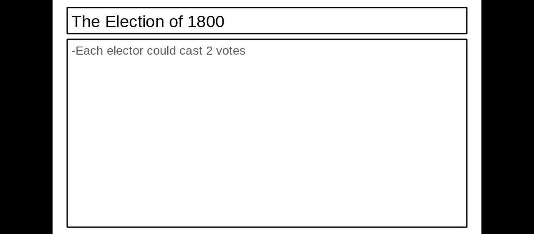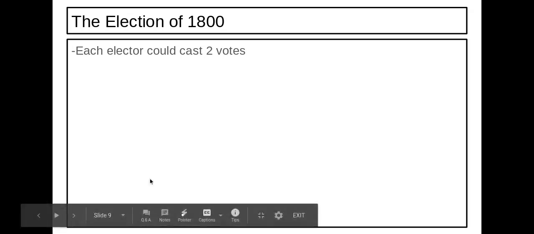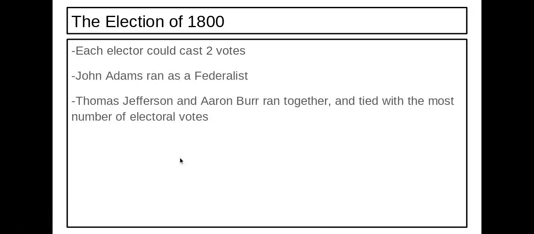Now, the problem back then in 1800 was that John Adams had run as a Federalist, but Thomas Jefferson and Aaron Burr decided to run together because their thought was that one of them would wind up becoming president. The problem with this is that they wound up tied with the most electoral votes. They were both Democratic Republicans, both running together, and the electors basically said, well, I have 2 votes, I'll put one for Jefferson and one for Burr. Well, then they wound up in a tie. It was kind of a silly thing that happened.